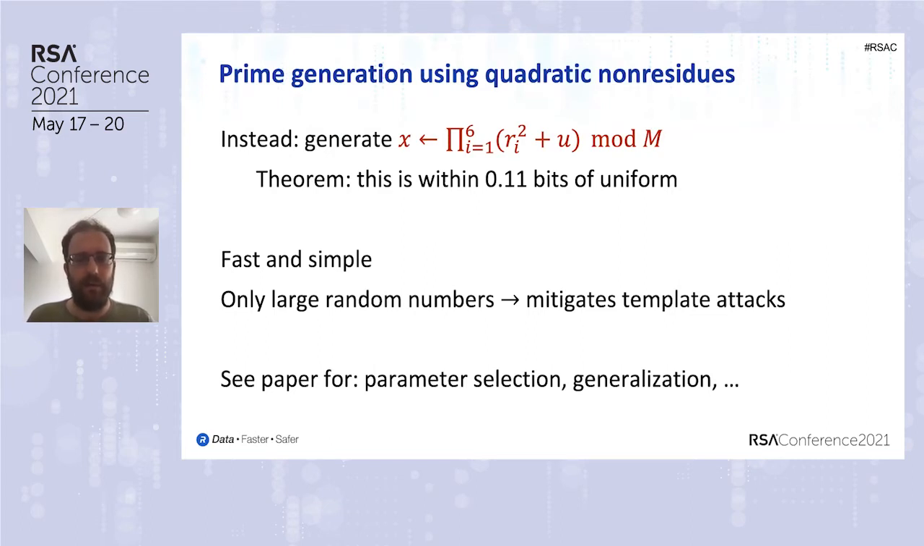So this gives you a very fast and simple way to choose random numbers that are not divisible by any small primes. While it's a little bit slower than the Chinese remainder theorem method, it's also simpler and it only uses large random numbers, which mitigate certain side channel attacks.